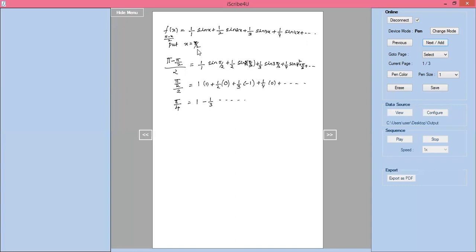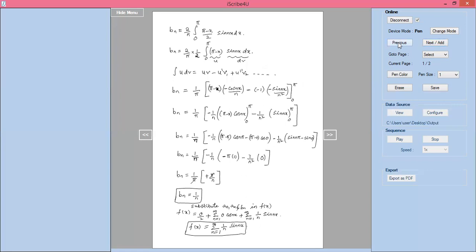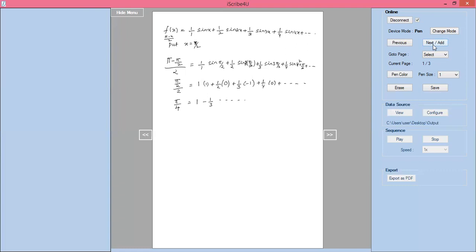Sir, you have written here 1 minus 1 by 3 plus 1 by 5 like that. But here we are showing only two terms, meaning we can expand up to 5 pi by 2, 6 pi by 2, 7 pi by 2. We'll get the same terms only. I got it, first two terms. So that's the way I will write.